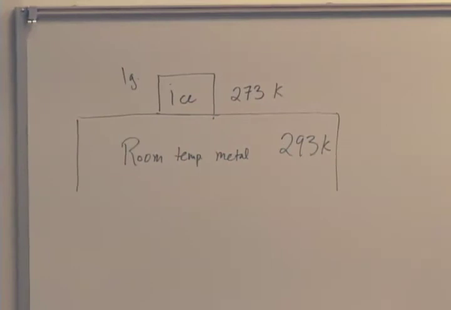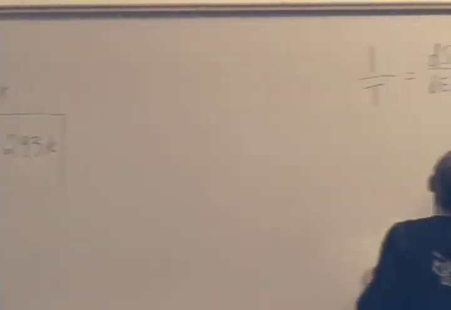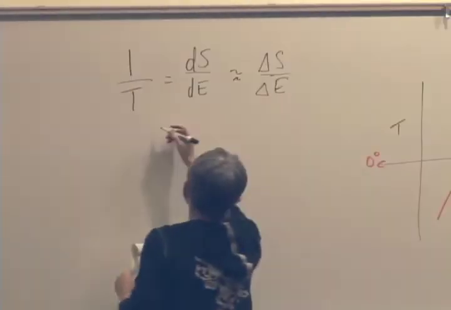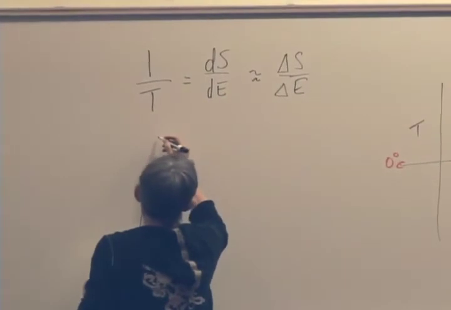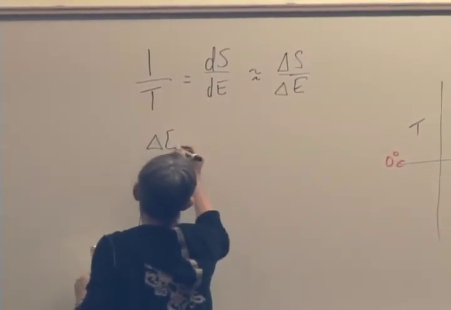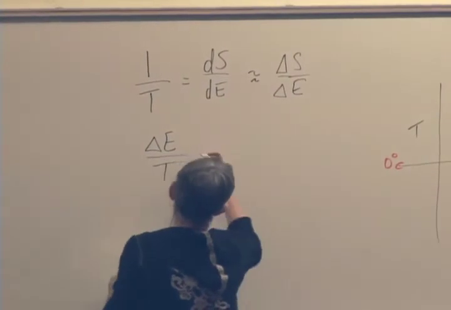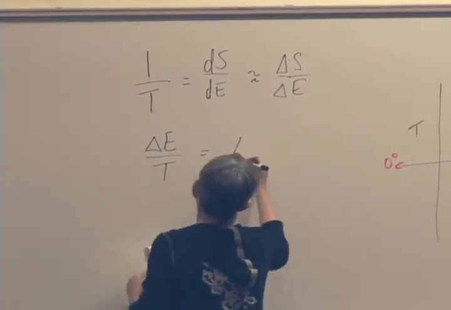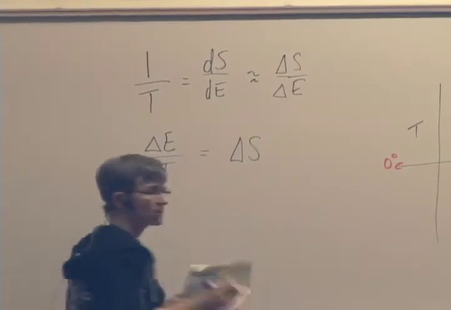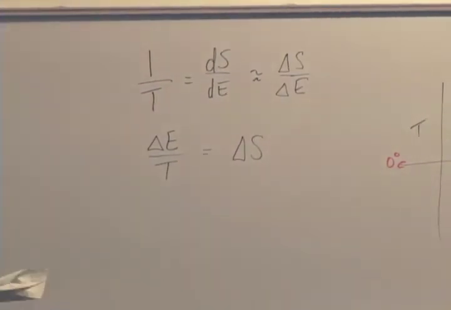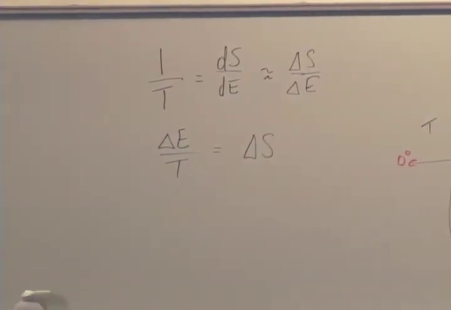And so we can say, well, delta, looks like we can rearrange this equation to say that if we could calculate the change in the energy of the object divided by its temperature, that ought to give us the entropy change of the system. So let's look at this.